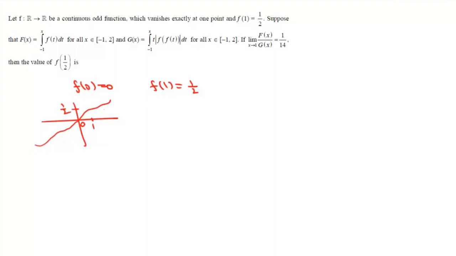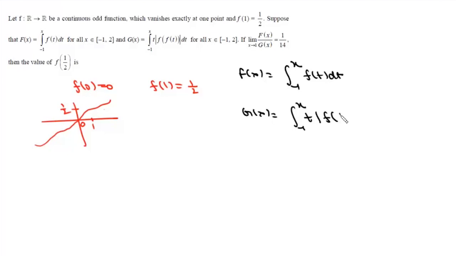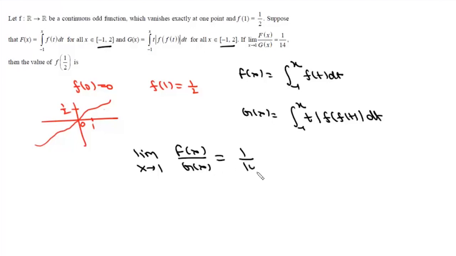Now we are given that capital F(x) is the integral from minus 1 to x of f(t) dt, and capital G(x) is the integral from minus 1 to x of t times mod of f(t) dt, for all x belonging to minus 1 to 2. Now it is given that this limit, x tends to 1, F(x) upon G(x) is 1/14.